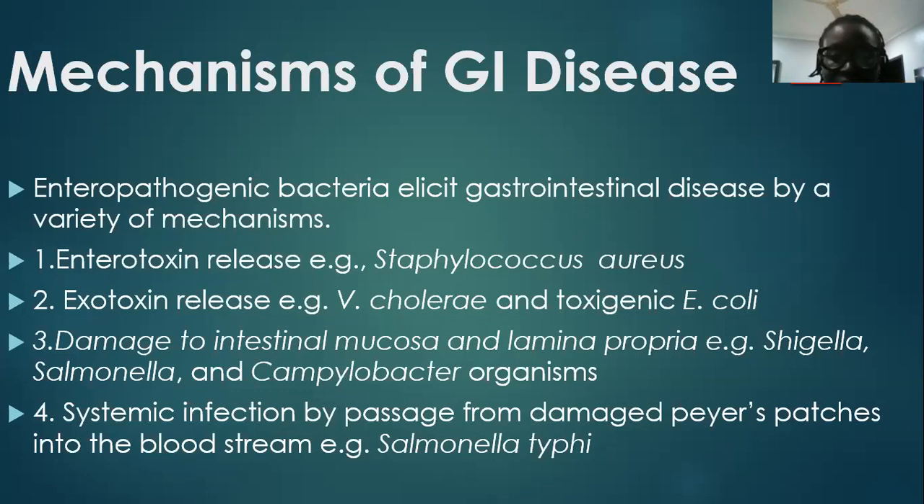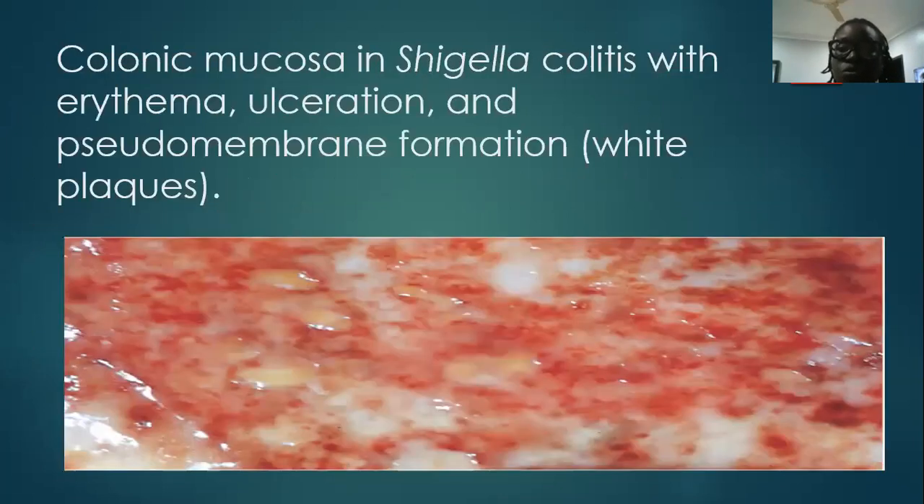Then some organisms can cause systemic infection because they enter into the Peyer's patches. An example is Salmonella typhi. Even though Salmonella is taken in through the GI in infected food, and it will cause typhoid fever, you can also have that infection getting into the Peyer's patches, into the bloodstream, and causing a generalized infection. So typhoid fever can affect several organs of the body, even though it is introduced through the GI.